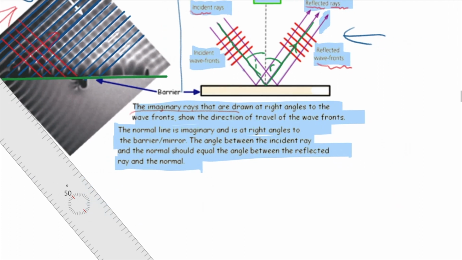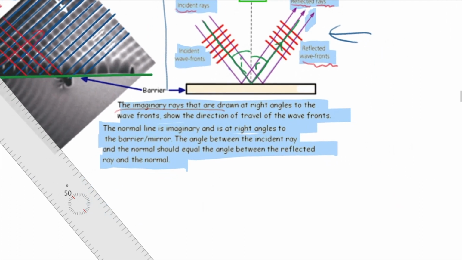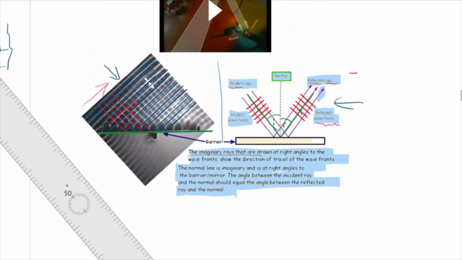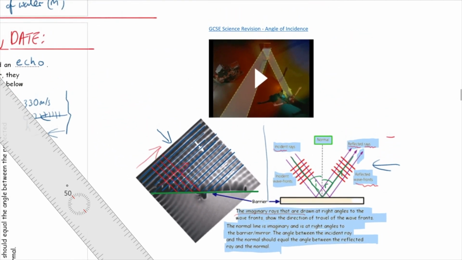So that's what we call the law of reflection. The angle of incidence equals the angle of reflection. So that's what you need to understand first of all. Now what we're going to do is watch a quick video on that.